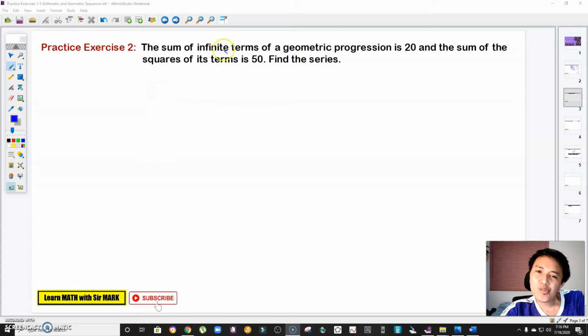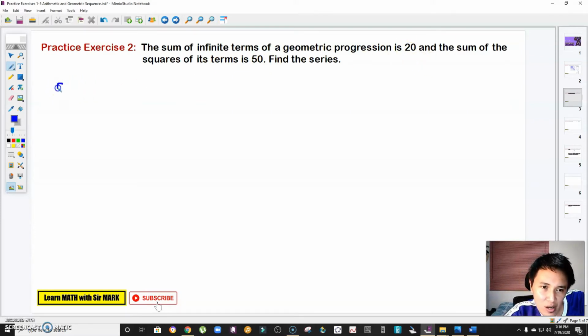Problem number 2. The sum of infinite terms of a geometric progression is 20, and the sum of the squares of its terms is 50. Find the series. Okay, so we have here an infinite geometric series, which is equal to 20.